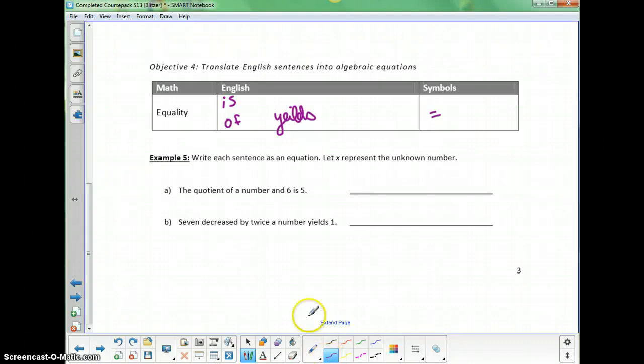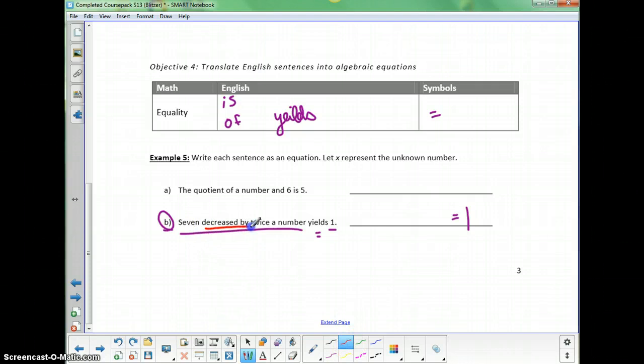As I mentioned in the previous video, some of the words for equality we'll see are is, of, and yields. So in part B, 7 decreased by twice a number yields 1. What I want to do is find the equals word, and then separate it into the left side of the equal sign and the right side of the equal sign. On the right side, I just have 1, so I know that something equals 1, and that something is 7 decreased by twice a number.